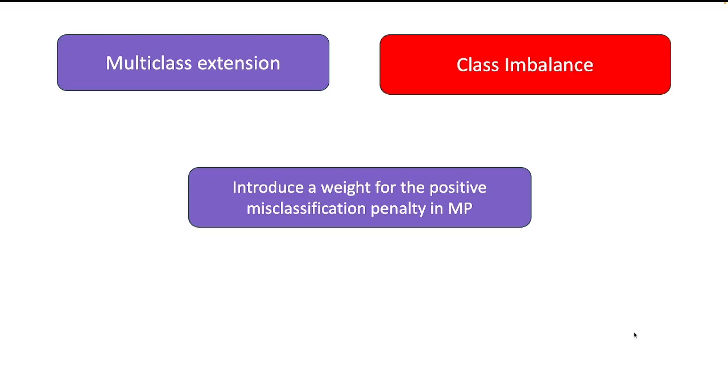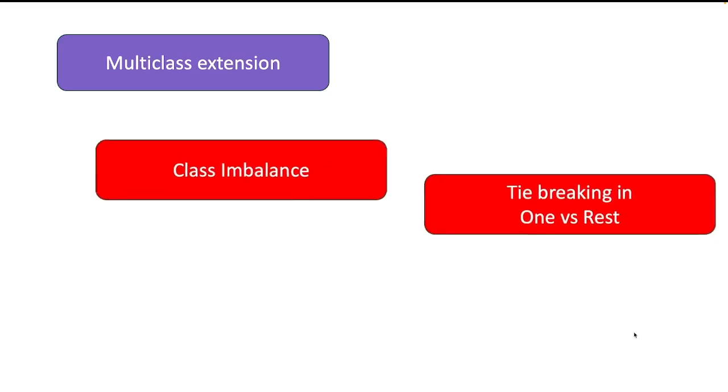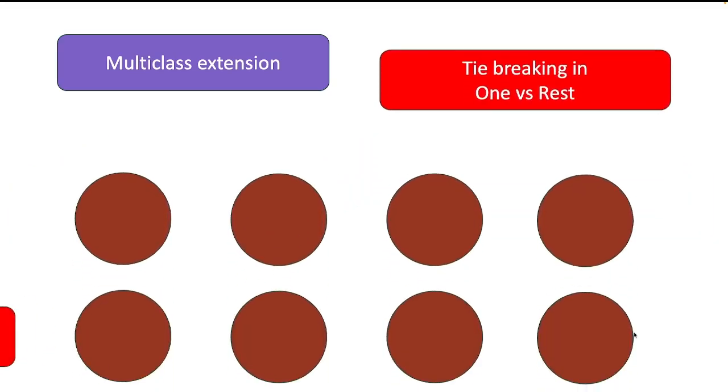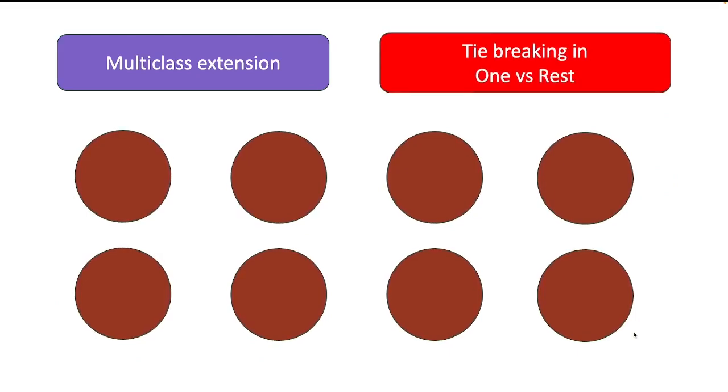Okay. The second issue, the bigger issue, was tie breaking in one versus rest. Let me first describe what that issue is. Let's say we have this one versus rest setting, with many different classes and one classifier for every class. Once we give one input, let's say three of them say that this input belongs to their class. How do we decide which is the real class? This issue is also not new. Support vector machine, for example, is another binary classifier that has been successfully extended to a multi-class setting.